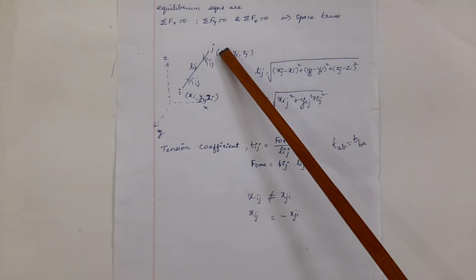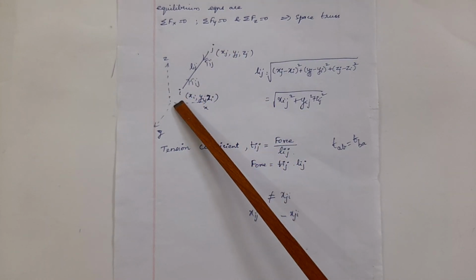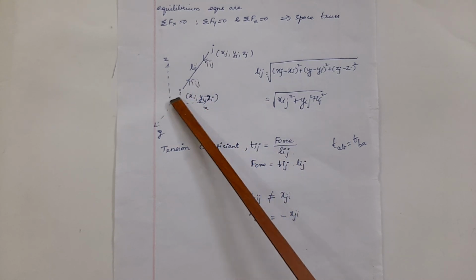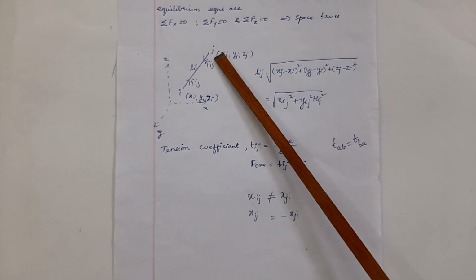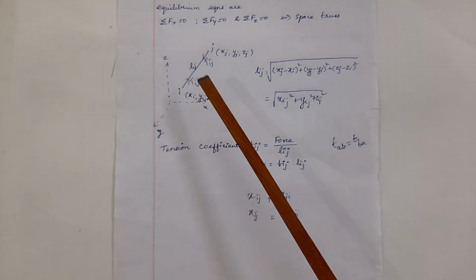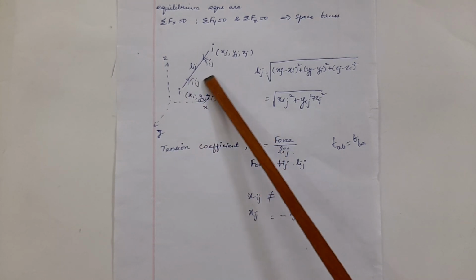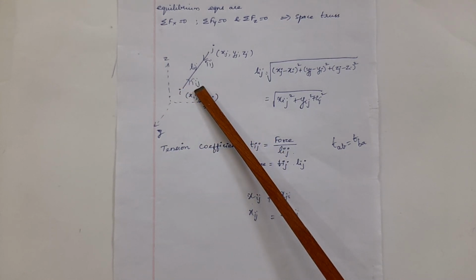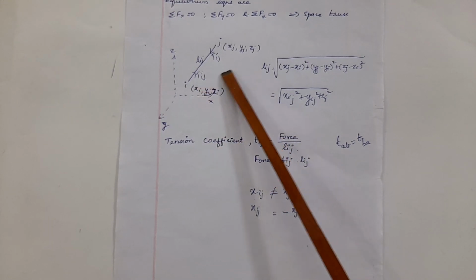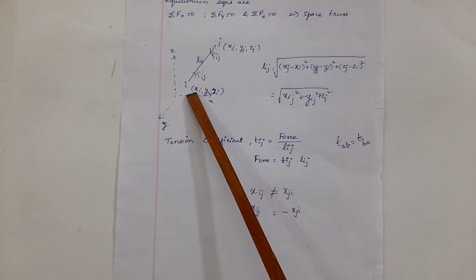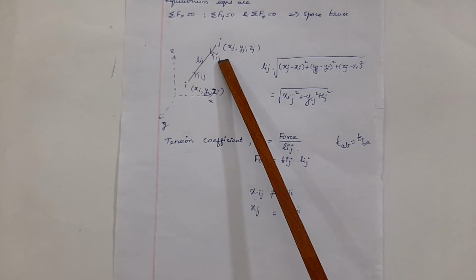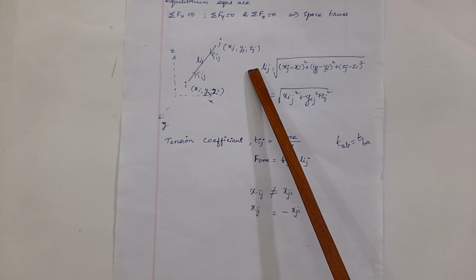Next, let us consider an axial element of length Lij. Near end, let me take it as i, and far end, let me take it as j. This is located in the x, y, z plane in three dimensions. The tension or the force in the member is denoted as Tij. Let us assume tension. The coordinates of i are given as xi, yi, zi. Coordinates of j are given as xj, yj and zj.